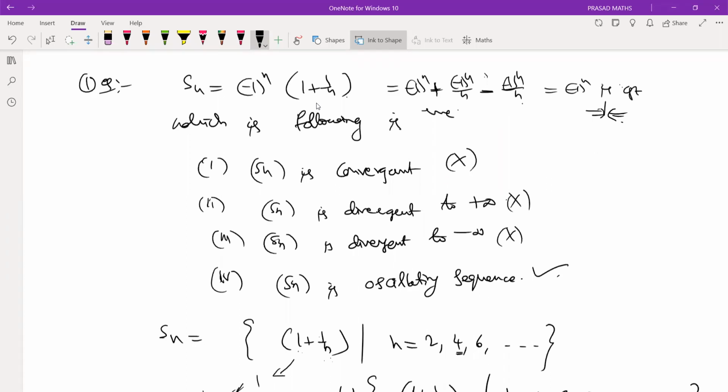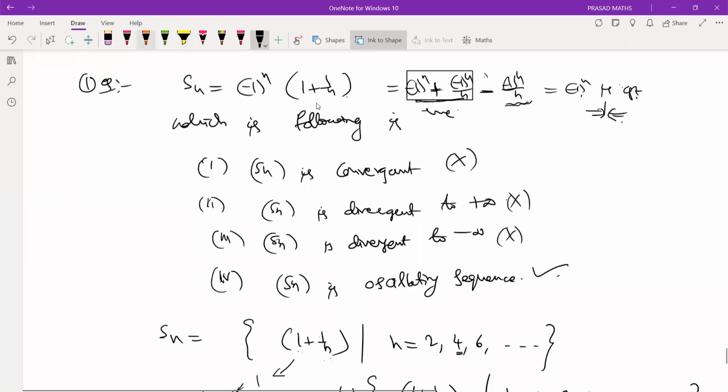Okay, so this is the best technique, right? Suppose you assume that it is convergent. This is convergent, this is convergent. Therefore, the difference is convergent. But what is the difference? (-1) whole power n is convergent. But is it convergent? Wrong. A contradiction. Why are you getting a contradiction? Once you assume that this is convergent.